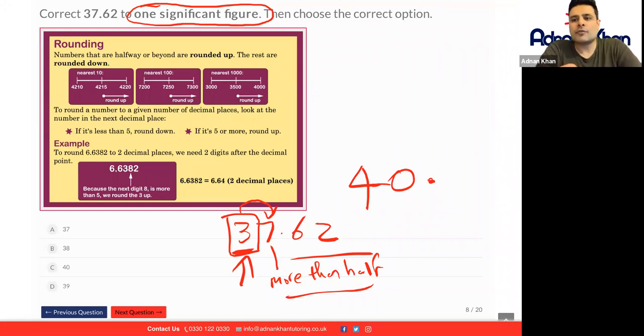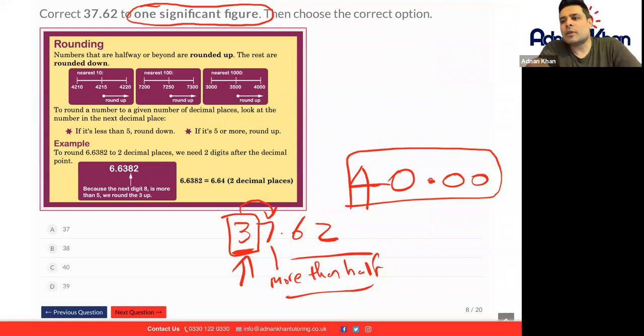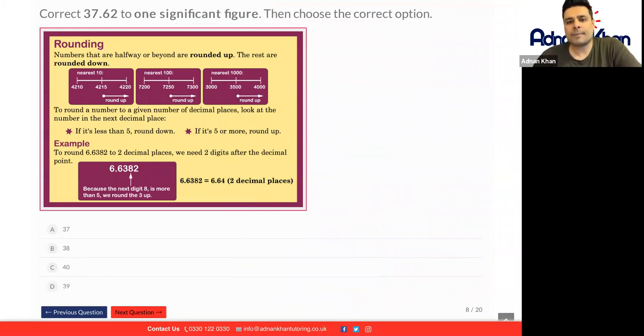So the 3 moves up to 4 and then the 7 gets eliminated because we're still looking at the first number, and because there's a decimal there it becomes 40.00. So the other numbers just become zeros. And in this case, we don't include the decimal point because we're just looking at one significant figure. So C, being 40, will be the answer that we're looking for in this case, okay? So C will be the answer.